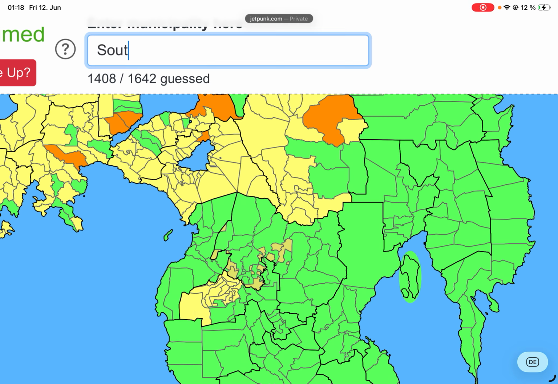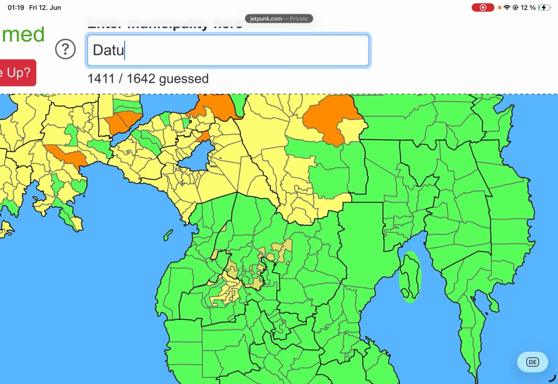This is South Upi, Talayan, or Talayan, I should say. We have Gindulungan, and now it gets really just like crazy in terms of names.